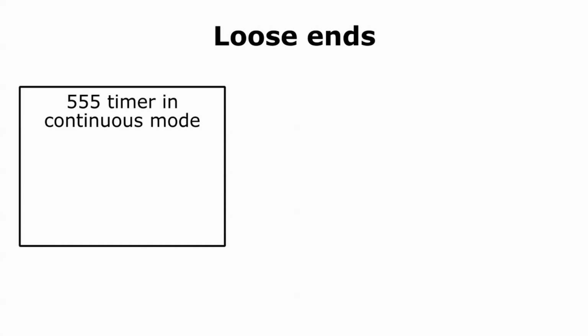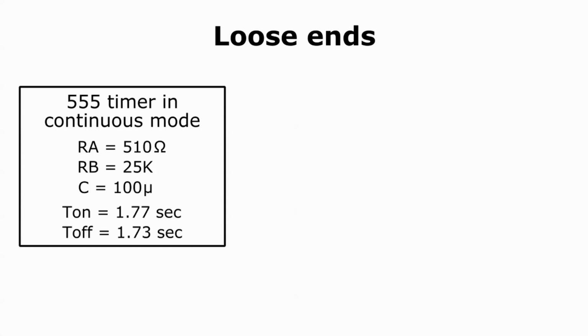I'll conclude by tying up a couple of loose ends. The square wave voltage, which controlled the test circuits above, was generated by a 555 timer chip. I didn't go into the details because there's a previous tutorial about this chip. The timing is governed by three external components. Resistor RA is 510 ohms, resistor RB is 25K, and capacitor C is 100 microfarads. These components result in a square wave which is high for 1.77 seconds and low for 1.73 seconds.